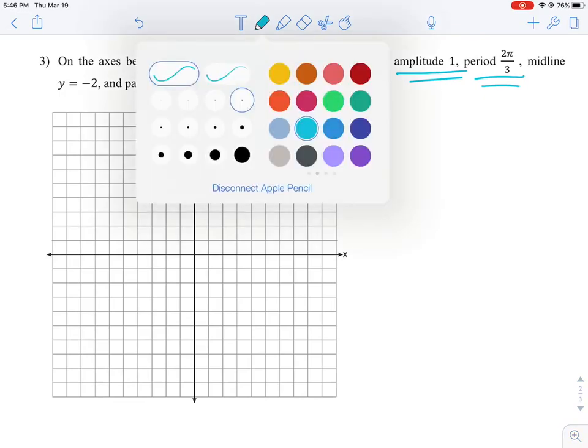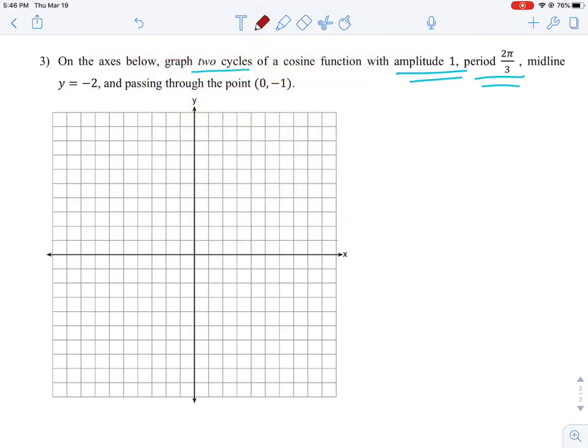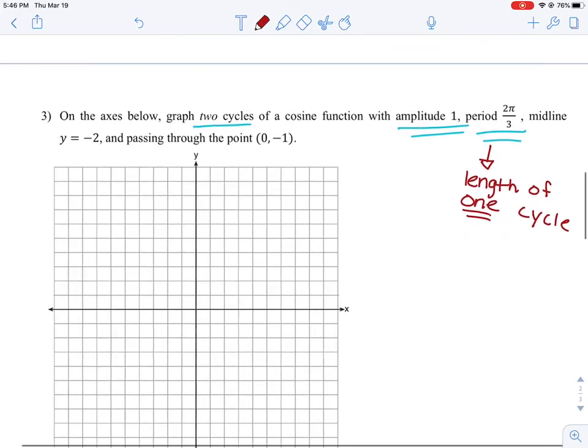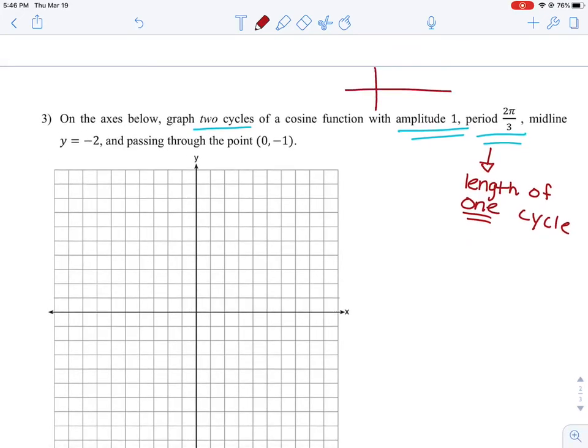Now, I think we're still confusing period and frequency. Period, whenever you see this, is the length of one cycle. So if I have this cosine graph, wherever this is going to be, this one cycle is going to be in 2 pi over 3. Okay, let's take a look at what this tells me.